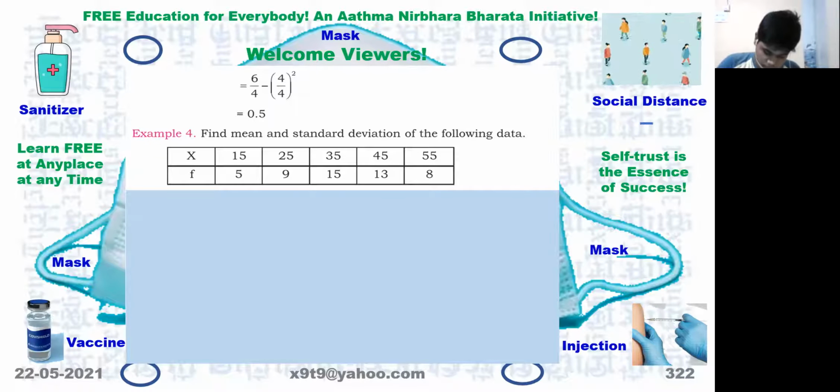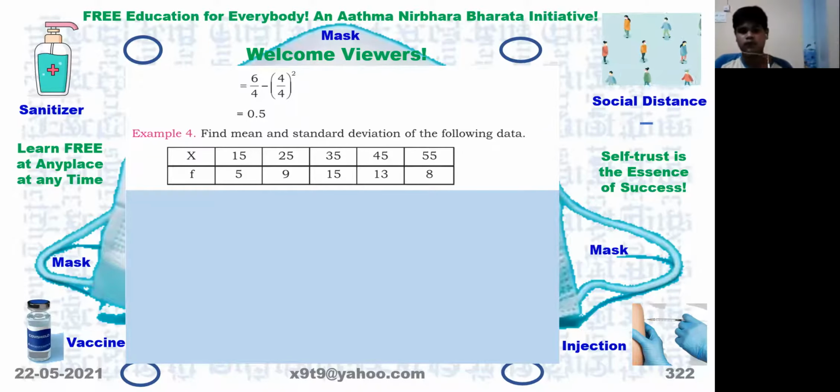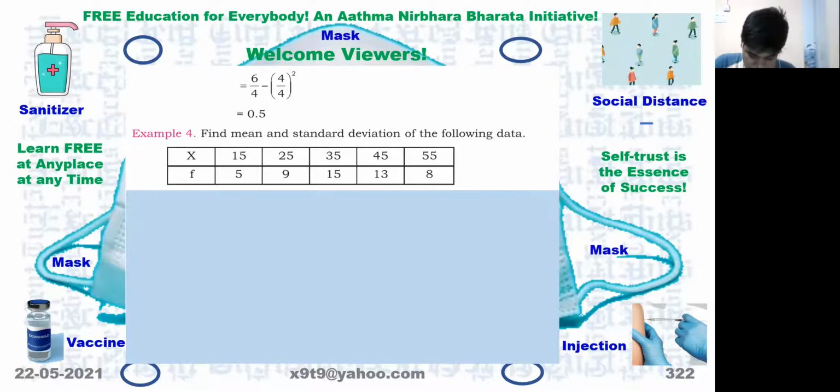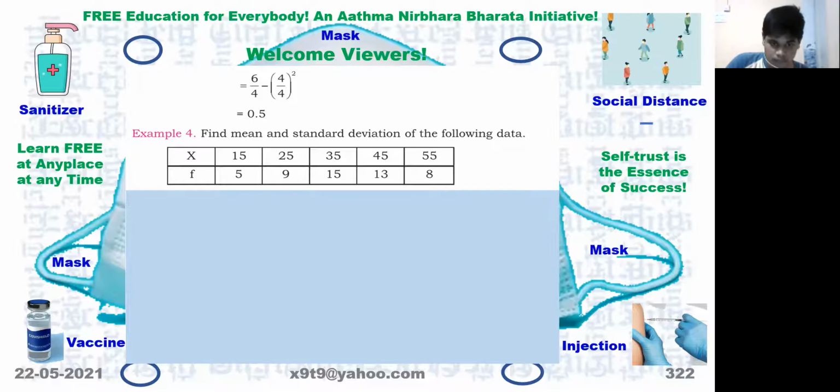So the x values are 15, 25, 35, 45, 55. There are 5 values for x. Next, f, the frequency, how many times those numbers have repeated. So f is 5, 9, 15, 13, and 8. So do this problem, let us see.